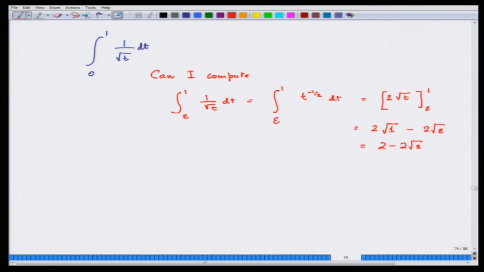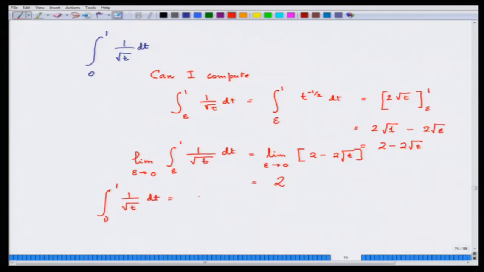Now, I will make this epsilon smaller and smaller and then I will try to find the limit. What happens when epsilon goes to 0? So, this is another type of improper integral. Basically we are computing the limit, and as epsilon goes to 0, 2 minus 2 root epsilon, you immediately see that the answer is 2. So, we can define the integral from 0 to 1 of 1 by root t dt as the limit as epsilon goes to 0 of the integral from epsilon to 1 of 1 by root t dt, and this is equal to 2.